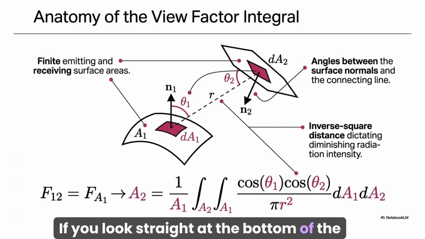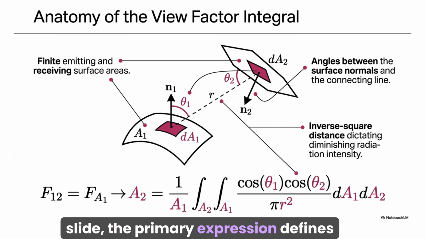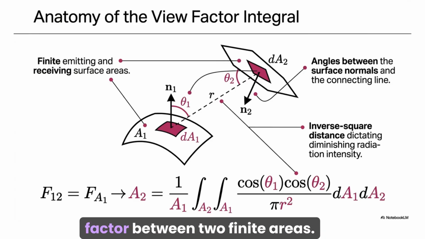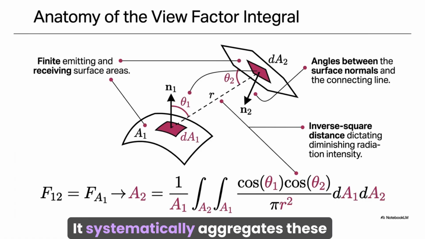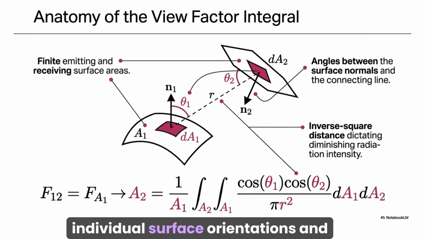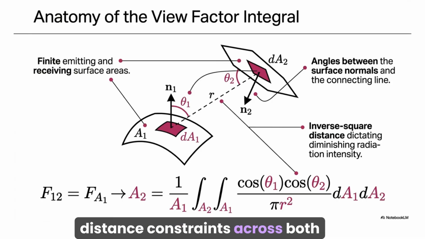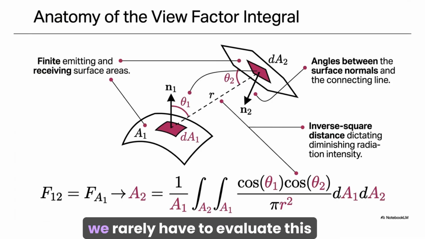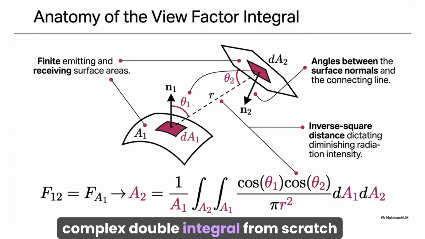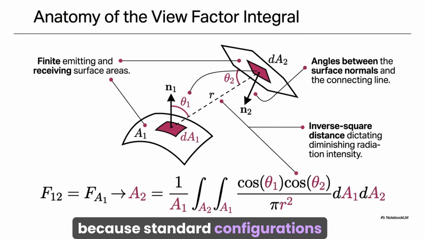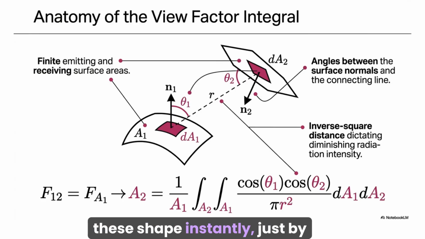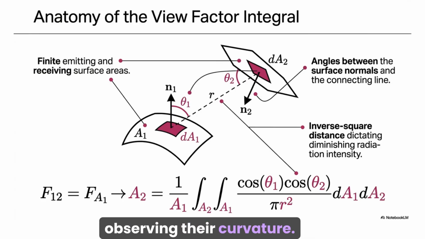If you look straight at the bottom of the slide, the primary expression defines the fundamental double integral used to derive a diffuse-to-diffuse view factor between 2 finite areas. It systematically aggregates these individual surface orientations and distance constraints across both participating surfaces. Fortunately, in engineering practice, we rarely have to evaluate this complex double integral from scratch because standard configurations have been pre-solved for us. Let's see how we can evaluate some of these shapes instantly just by observing their curvature.